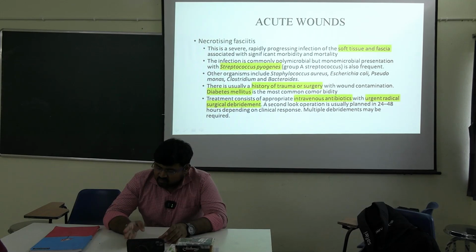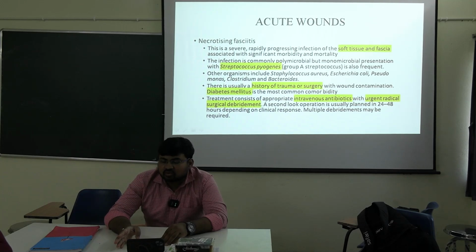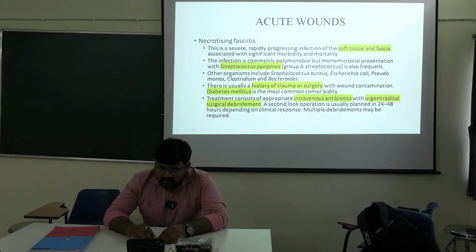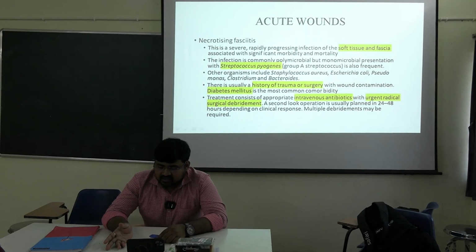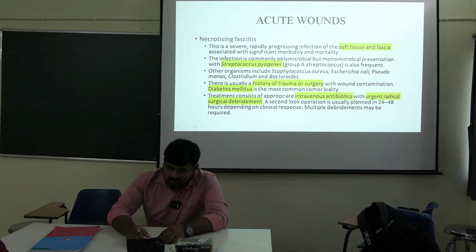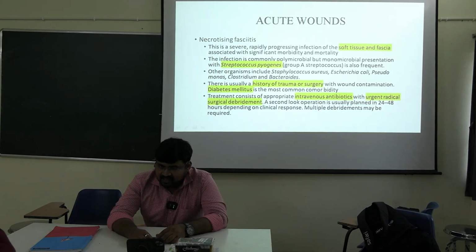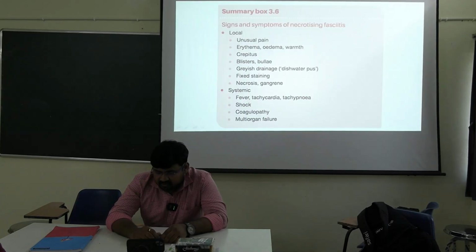There is a usual history of trauma or surgery with wound contamination. Diabetes mellitus is the most common comorbidity. The treatment consists of intravenous antibiotics and urgent radical surgical debridement. So this is the management of necrotizing fasciitis. See the signs and symptoms of necrotizing fasciitis.